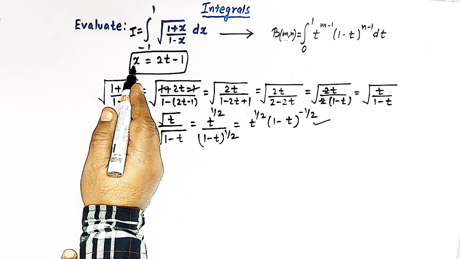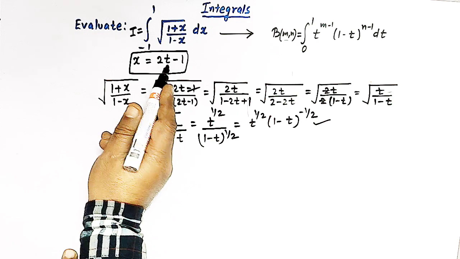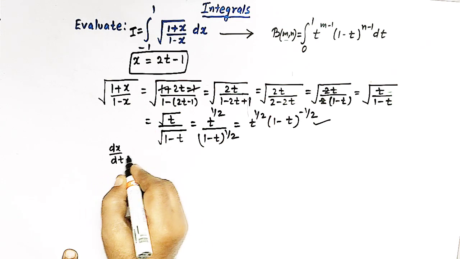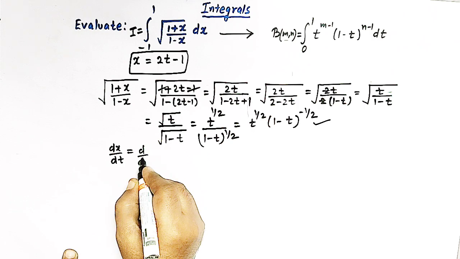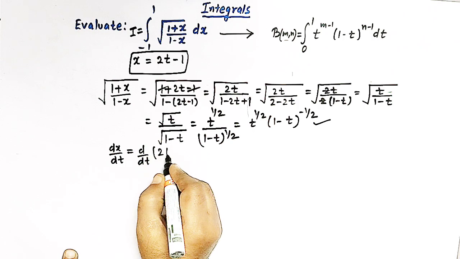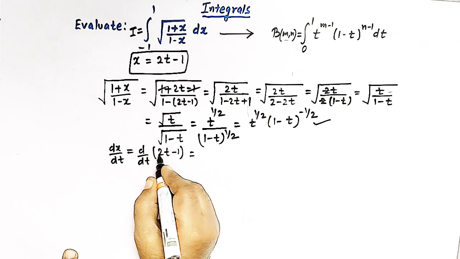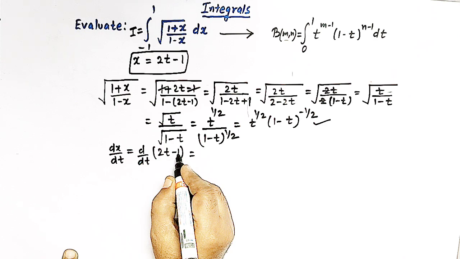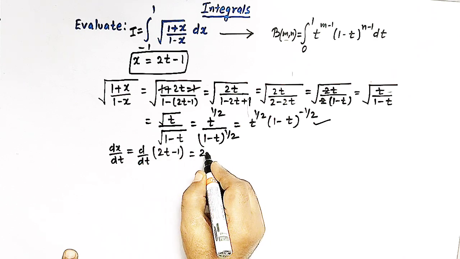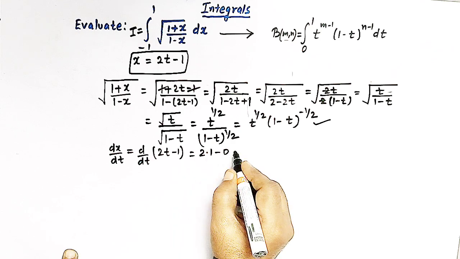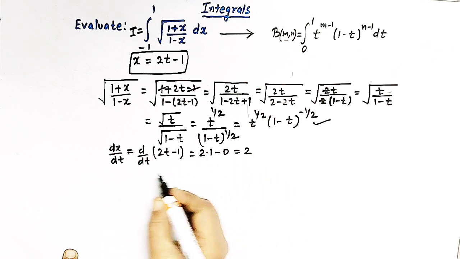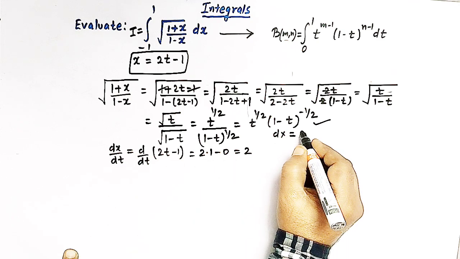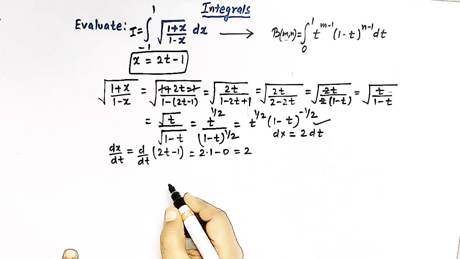Now let us differentiate x with respect to t. We can write dx over dt equal to d by dt of (2t minus 1). The derivative of t is 1 and the derivative of 1 is 0. So we have 2 times 1 minus 0, which equals 2. So we can now write dx equal to 2 dt.